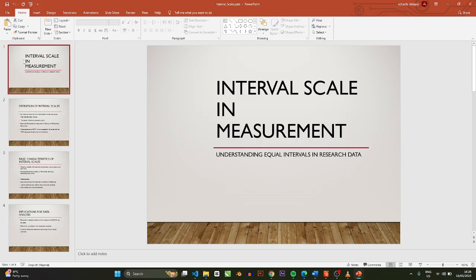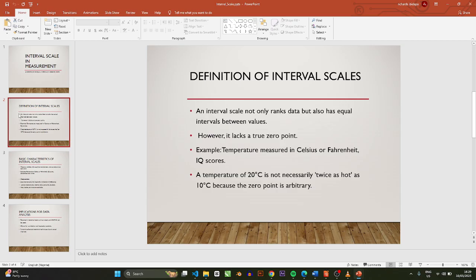In today's video, we'll be looking at interval scale of measurement. In previous videos, we've looked at nominal and ordinal scale of measurement. If you want a recap on that, you can go back to watch those videos. In today's video, we'll be looking at the interval scale of measurement.